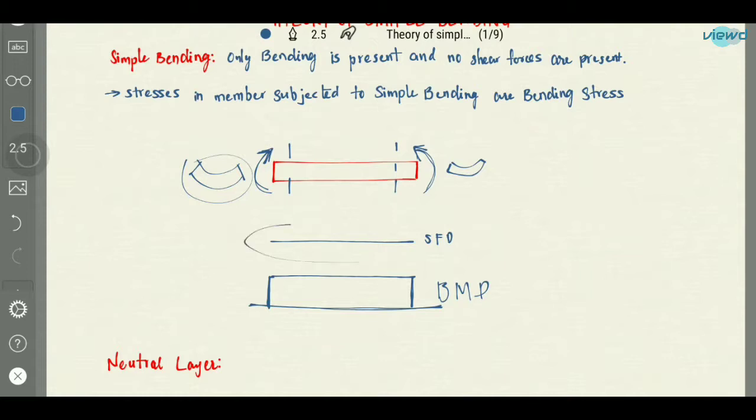If we see here in the shear force diagram, there is no shear force present in the beam, only bending moment is present in the beam. So this is called simple bending. When only bending is present and no shear forces are present, then it is called simple bending. The stresses induced in this beam are called bending stresses. This is due to only bending, so these are called bending stresses.